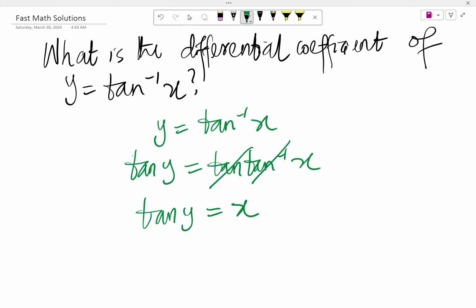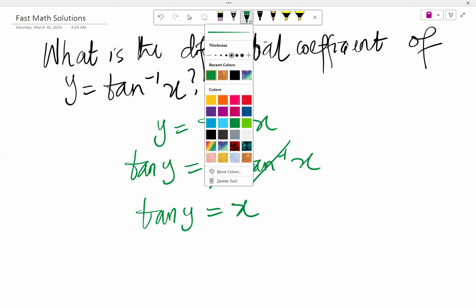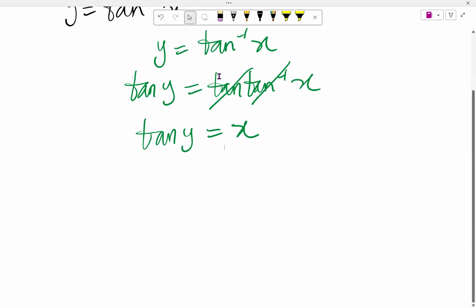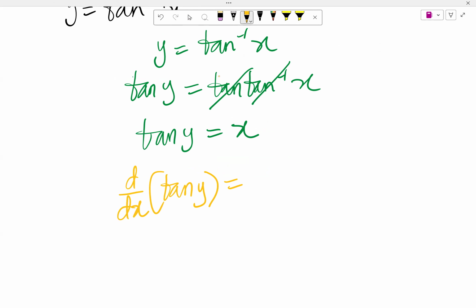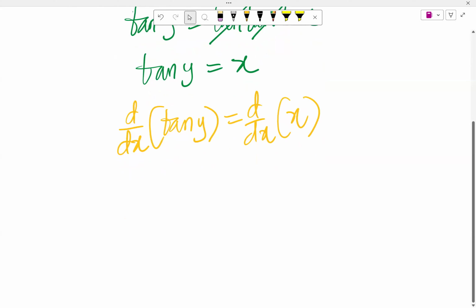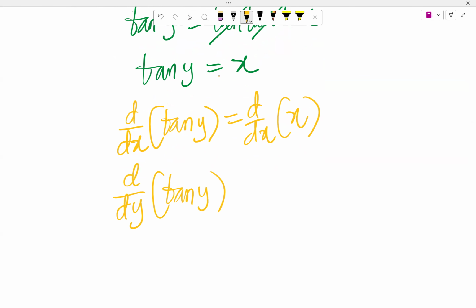So the next thing is to start to think about differentiating. The first way to go is you want to find the d/dx of tan y, and that is equal to the d/dx of x. Now, like I always like to say, d/dx of tan y doesn't really make sense. So it's better to do d/dy, because tan y is actually a function of y. So d/dy of tan y, of course, you have to balance that out with dy/dx.